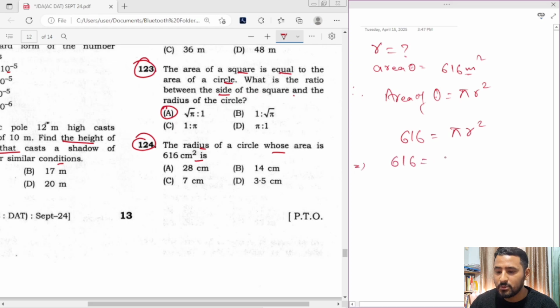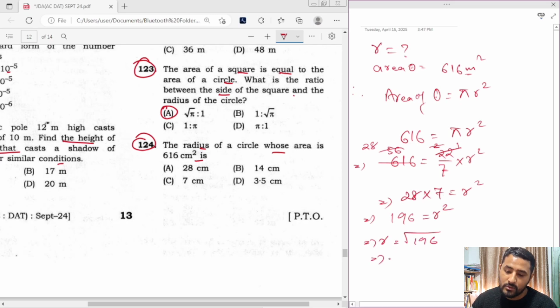So 616 equal to, pi will be how much? 22 by 7 into r square. Start with the cancellation. You can start with 2, 11 or directly with 22. It's up to you. So we get 28 into 7 equal to r square. 28 into 7 is 196, equal to r square. To find r, you need the square root of 196. What is the square root of 196? It is 14. Okay, so the answer will be option number B.